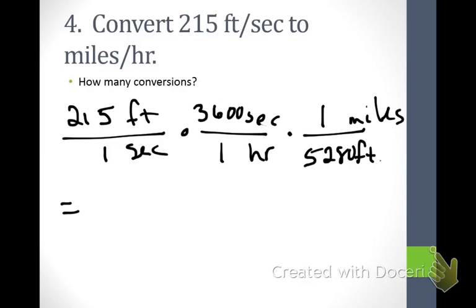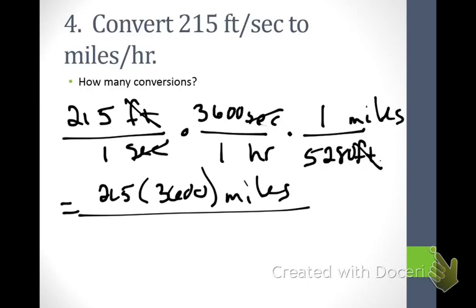So multiply straight across. When we do, these seconds are going to divide out. These feet are going to divide out. And in the numerator, we're going to be left with 215 times 3,600, and our units are going to be miles. In the denominator, 1 times 1 times 5,280, and then our units are going to be hours. They're the only ones that are not divided out. That's what we wanted.